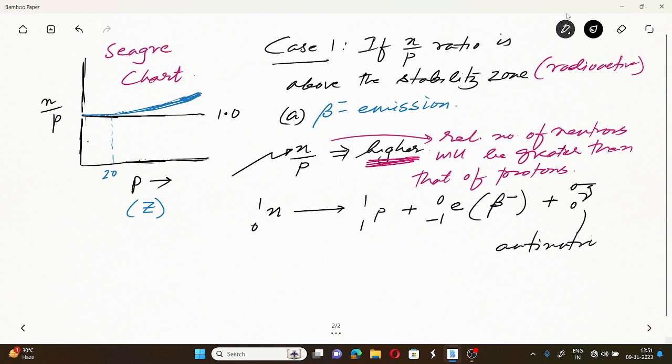Anti-neutrino, this is emitted in order to balance the nuclear spin. So in order to balance the nuclear spin, this particle anti-neutrino will be emitted. This you have to remember. So we understand that if the n by p ratio is above the stability zone, then neutrons will be converted to protons and beta emission will occur.